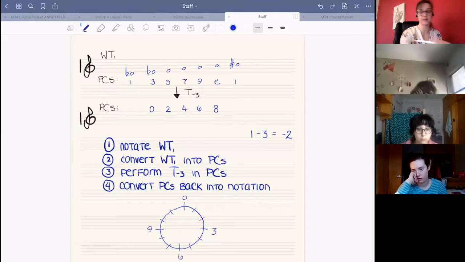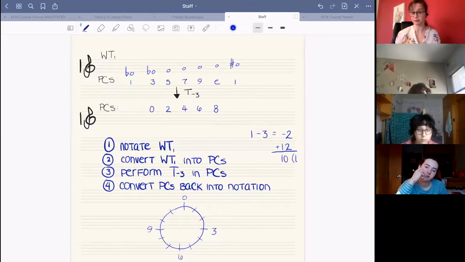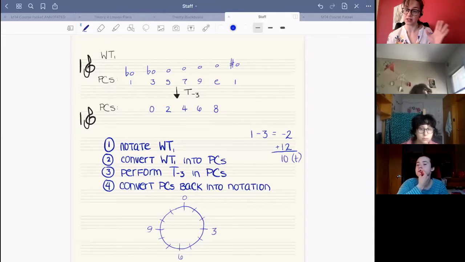Now, because we're in this mod 12 system, our pitch class integers have to be between 0 and 11. So we add or subtract 12 until we land in that range. So you could add 12 to this. Negative 2 plus 12 gives you 10, and we would label that as T. So that is a mathematical way to approach this, and that is totally fine.